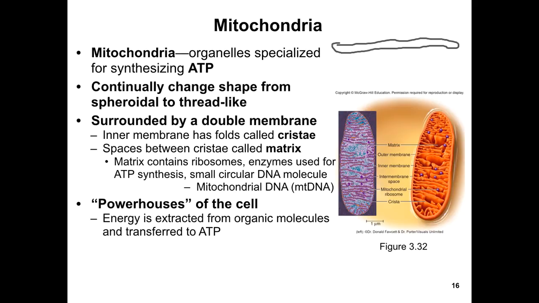These folds here on the inner membrane are called cristae, which just means creases, and in between those creases is an area called the matrix, which is inside the inner membrane. The matrix is going to contain ribosomes, enzymes that are used for breaking down sugar, and the cristae contains enzymes that are going to take those sugar breakdown products and turn them into ATP.